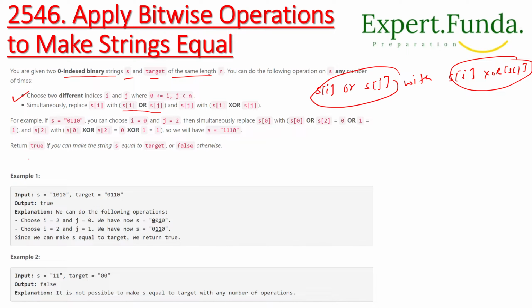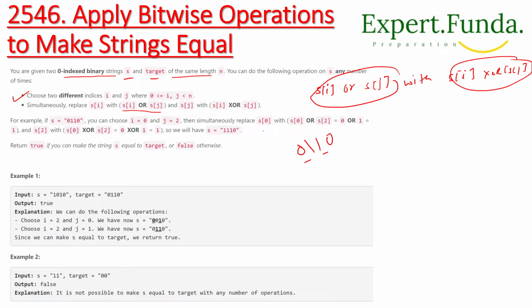Got it? So there is an example, let's read it. The example gives the string 0 1 1 0. You can choose i equal to 0 and j equal to 2. If we consider i equal to 0 and j equal to 2, this one, and apply the operation.